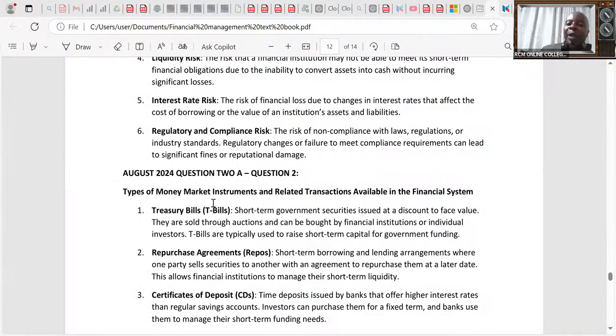Remember, there are 2 ways of using this extra money. It is either to lend it out short term. Short term means money markets, less than 12 months. Or you go long term, bonds, etc. So this question is very specific, and there are very few students who can get it correctly. I'm sure you guys are geniuses. So: types of money market instruments and related transactions available in the financial system. Financial system means like banks.